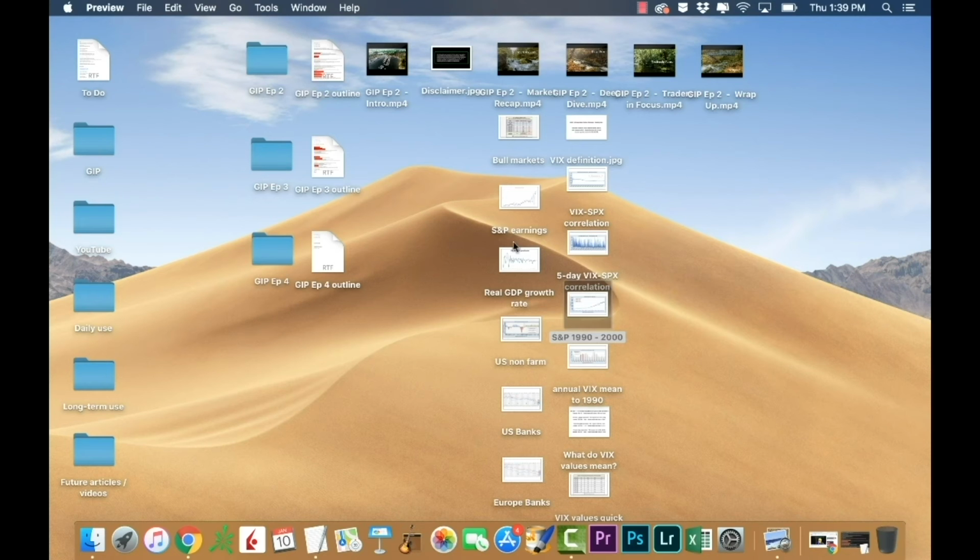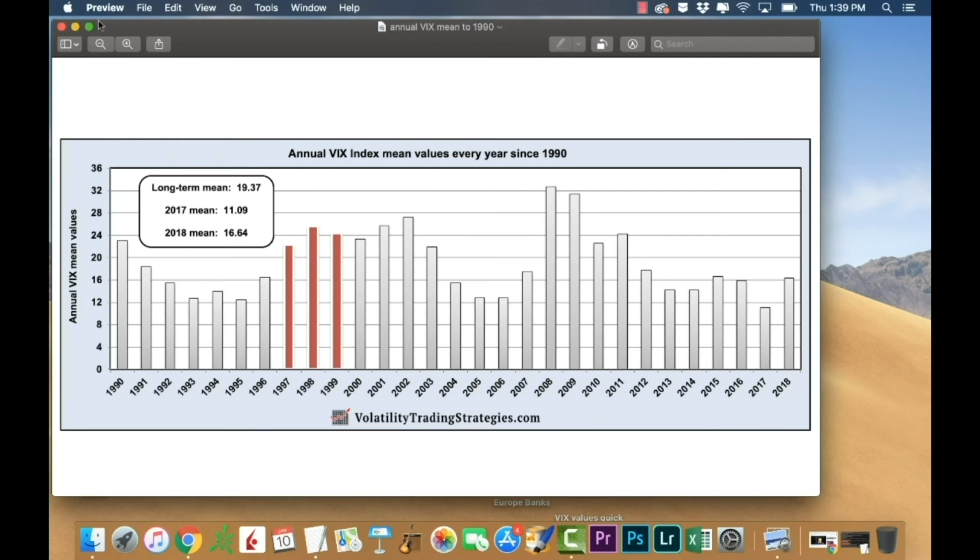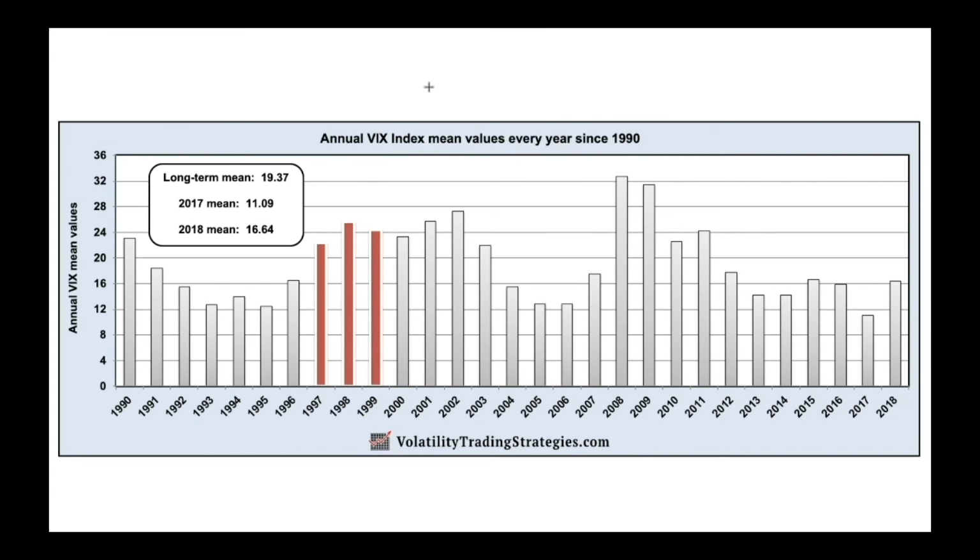But actually, what we see, I've got a chart here showing all of the VIX index mean values. This is the average for the whole year, and you can see I've highlighted 97 to 99. The VIX index was actually averaging values around 24 during that period. So much for the fear index, right?